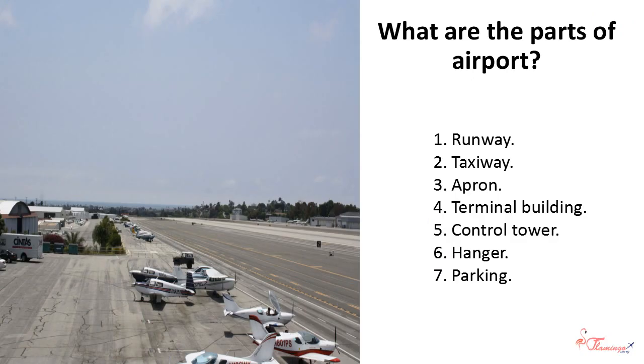What are the parts of an airport? Runway, taxiway, apron, terminal building, control tower, hangar, parking.